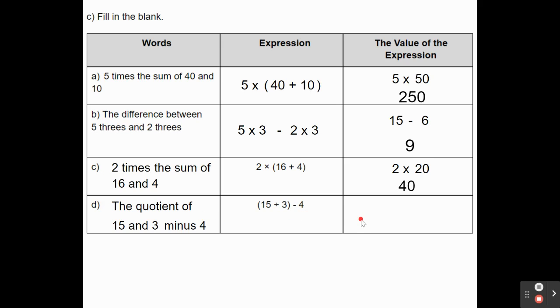When we solve this, we're first going to be solving whatever is inside the grouping symbols first. 15 divided by 3 is 5, and then we'll subtract 4. So we have 5 minus 4, which equals 1.